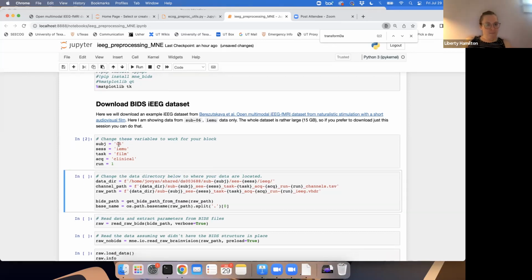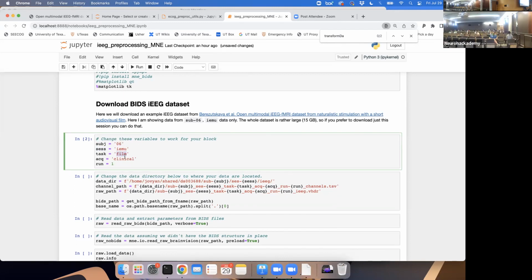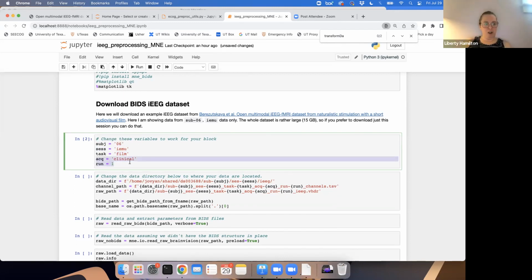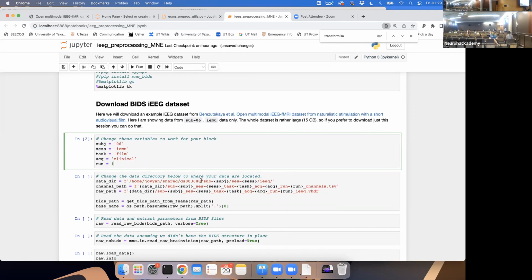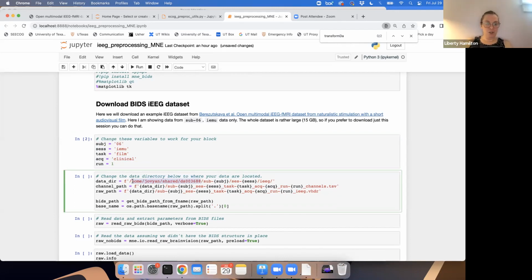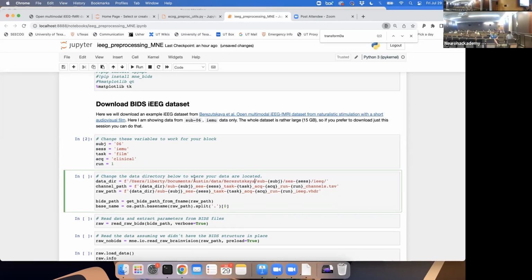So here, these are in BIDS format, so we specify the subject, the session, and the task that they're doing. In this case, there was a film task and a rest task, and acquisition and run are always clinical and run 1. Now here, this is going to be the path to the directory where your data are located. Now, actually, I have to change this again here. There we go. That would be your own data path to your BIDS folder. And so I'm going to now run this.